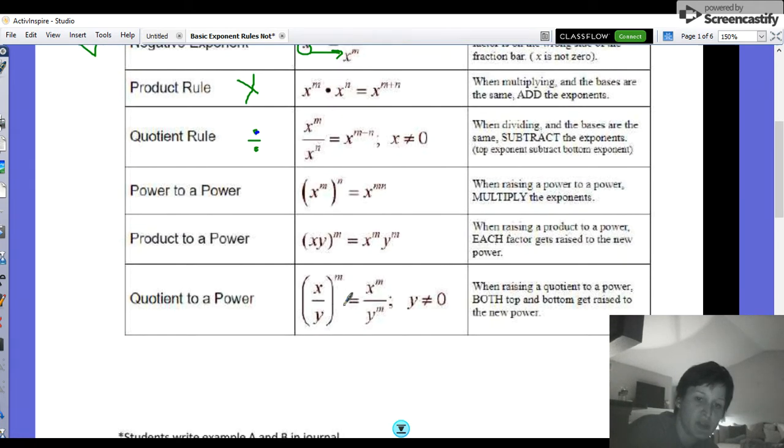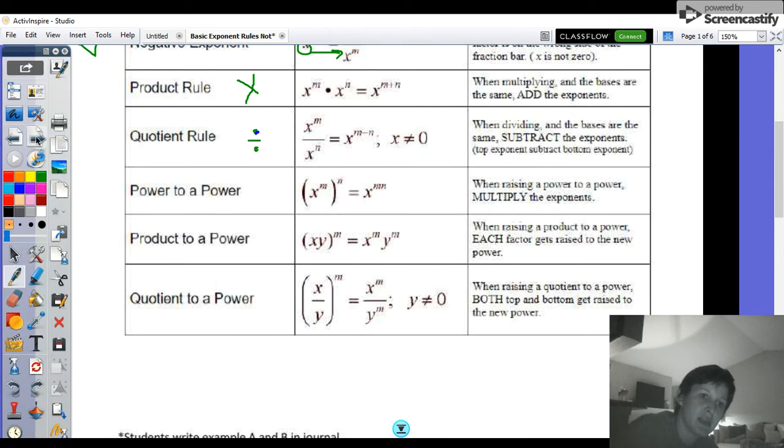And the quotient to power rule, this is multiple things going on here. Even if we're dividing on the inside of our parentheses, if we have an exponent here, again, everything on the inside will have to be raised to that power. All right, let's go on to some examples.